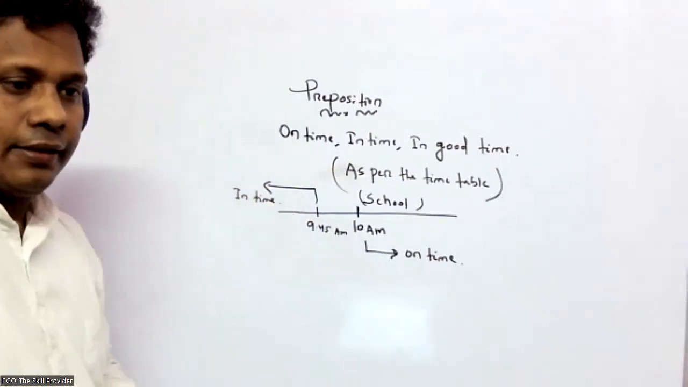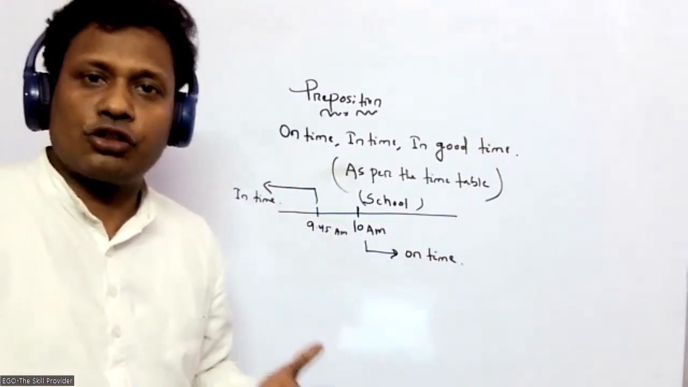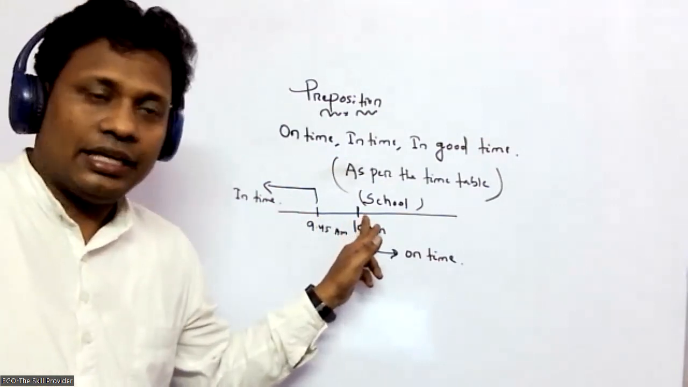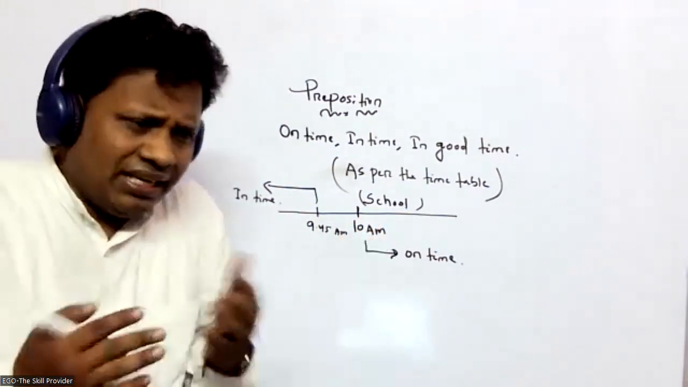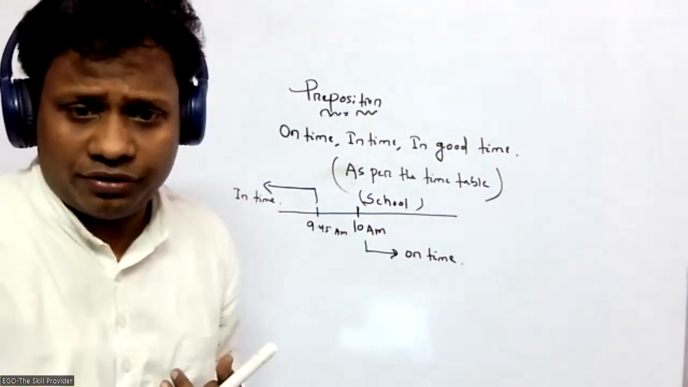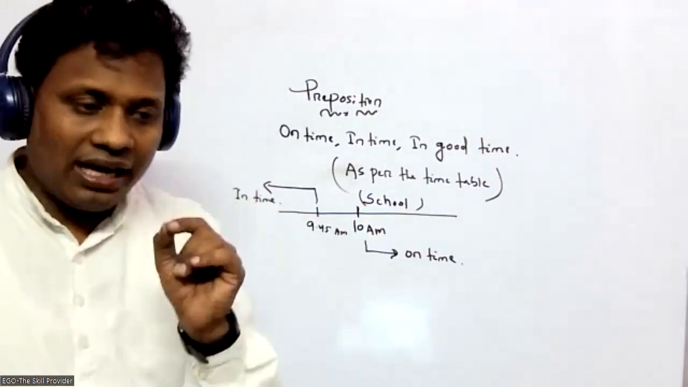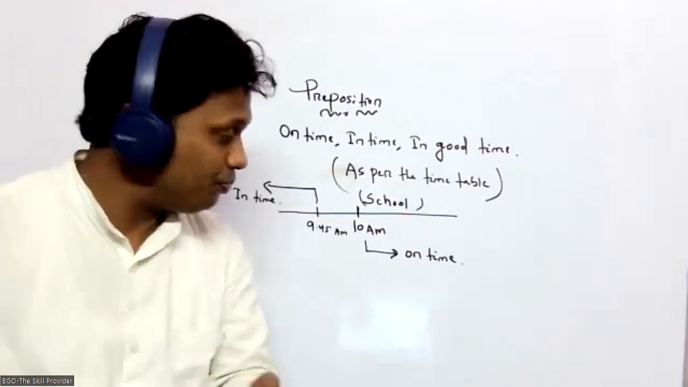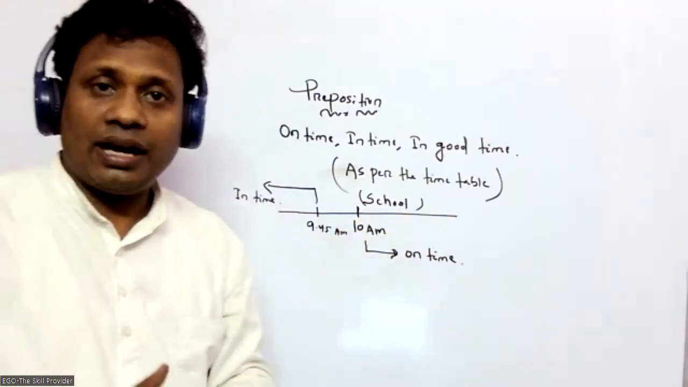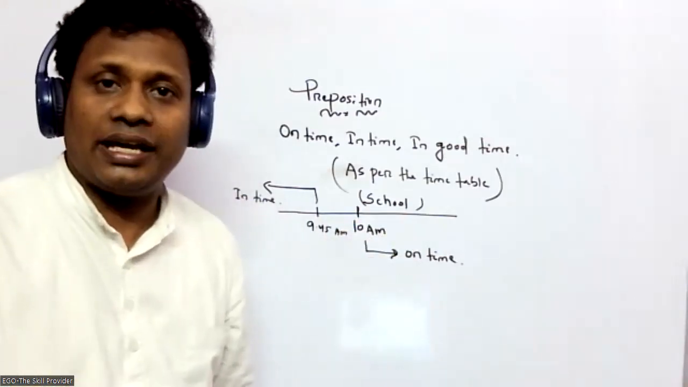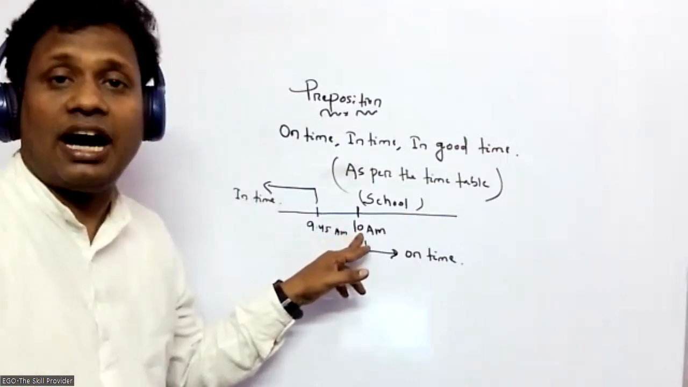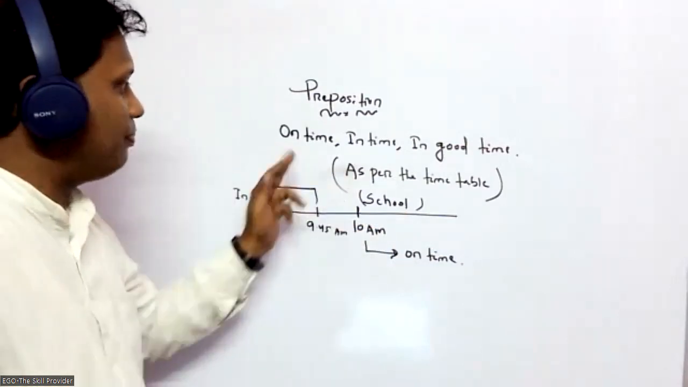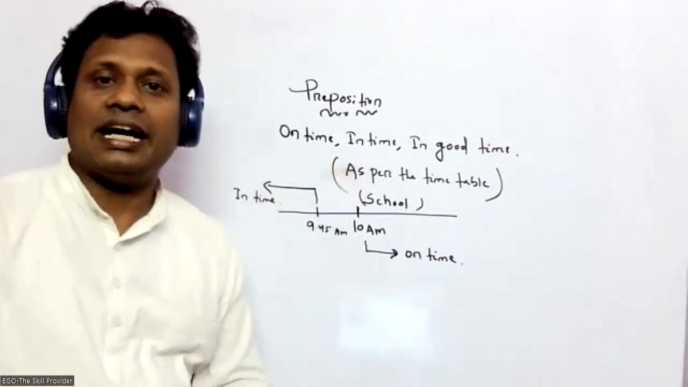You can say that I always reach school in time. That means before 10 o'clock. Your official timing is 10 a.m. Let's take an example of our online classes. In our online classes, we start sharp at 8 p.m. for you. Whenever I want to send you the link, if it is 8 p.m. sharp, then I can say it is on time. Before that, it is called in time.